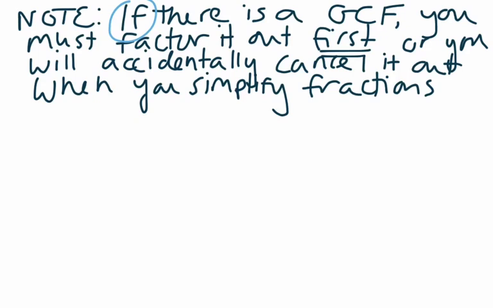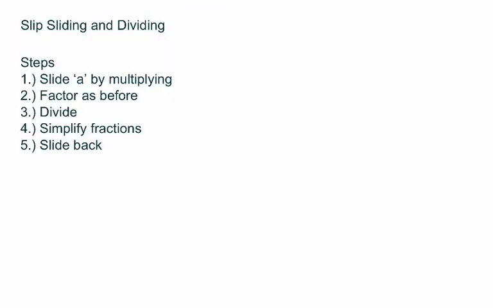That there might not be one, so please don't make up common factors, okay? Don't think that there always is a common factor. But if there is one, you need to factor it out first and then do slide and divide. Of course, I would like to show you an example of that so that you can see exactly what I'm talking about. So what is our example?